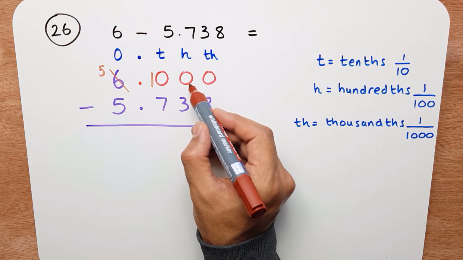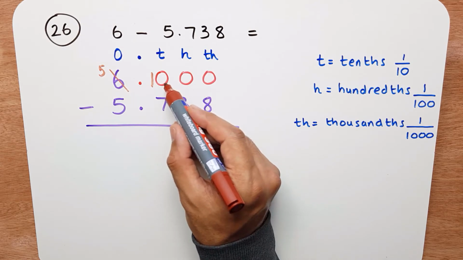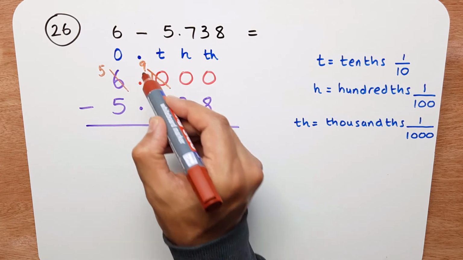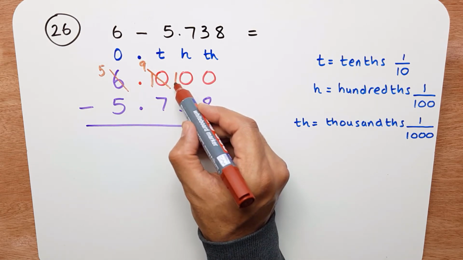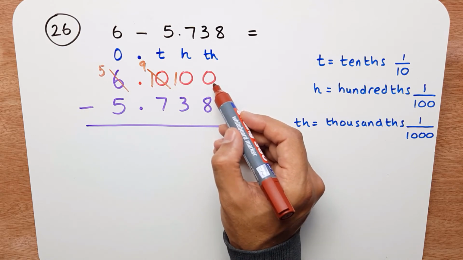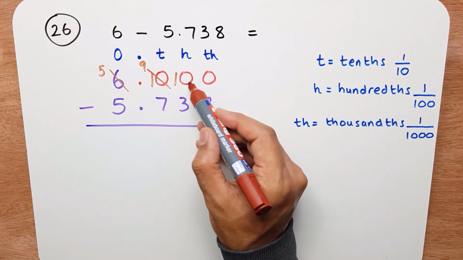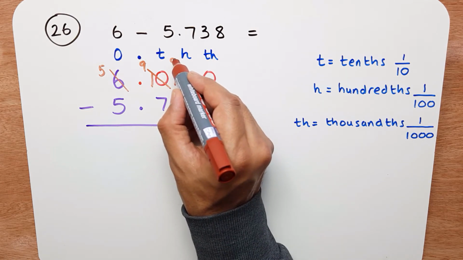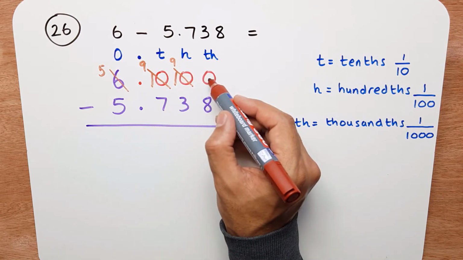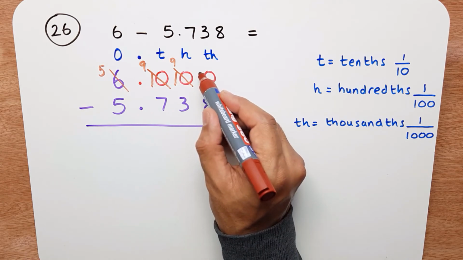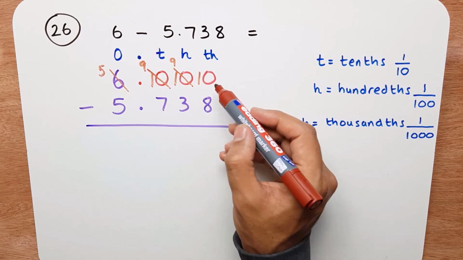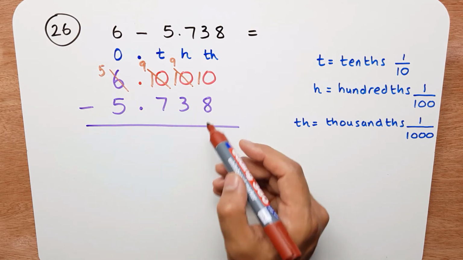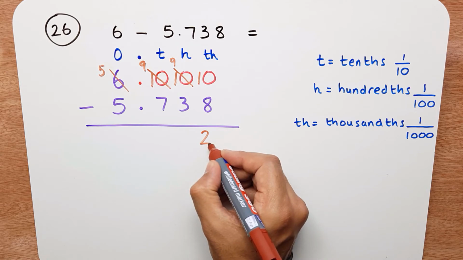Now this column can borrow 1 from here. So we'll cross the 10 out and that becomes 9. Now this 0 becomes 10. And now finally this column can borrow 1 from this. So we cross the 10 out and that becomes 9. And now the one we've borrowed turns this 0 into a 10. So now I can do 10, take away 8, which is 2.